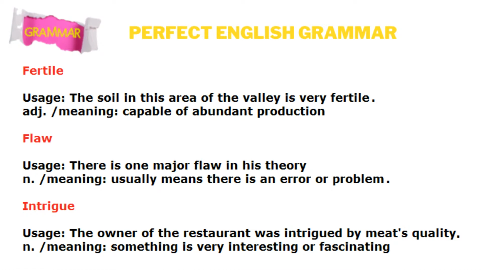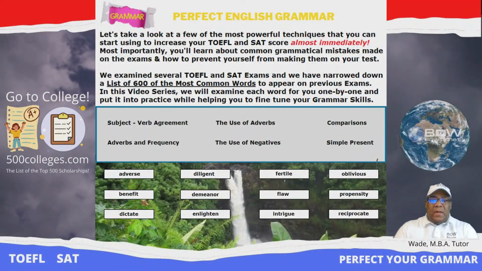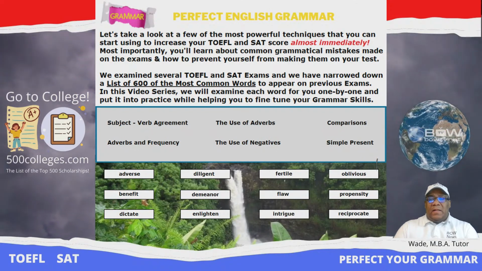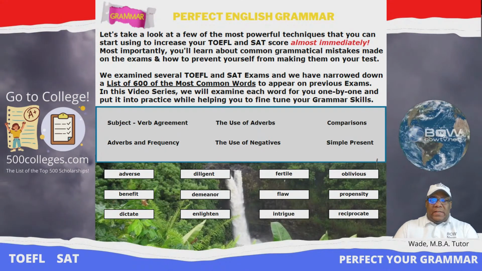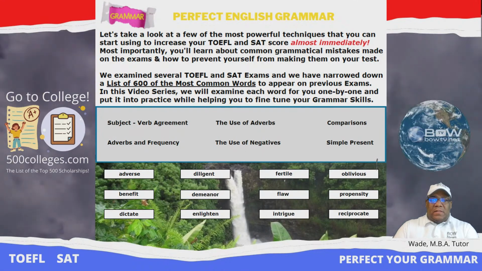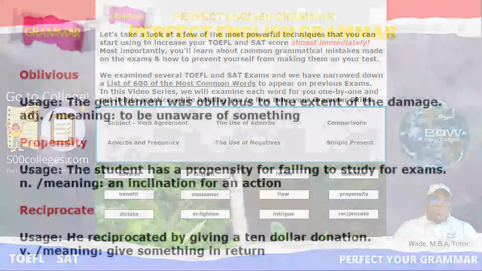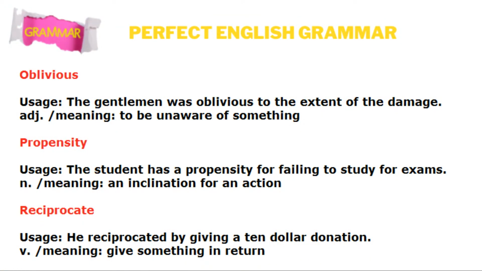So that would be the first 9 of these 12 that we're actually looking at this particular time. We just reviewed fertile, flaw, and intrigue. The next that we're going to be looking at would be oblivious, propensity, and reciprocate. And those are three of the 12 that we're going to be reflecting on today.